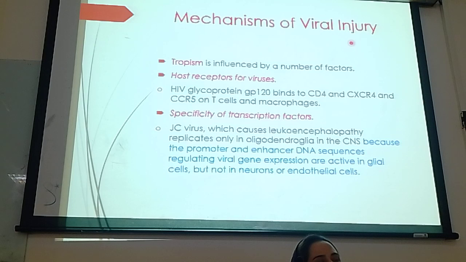Another reason is that there are some transcription factors in some special cells that the virus needs. For example, JC virus, which replicates in oligodendroglia. The cause is that there are promoter and enhancer DNA sequences necessary for gene expression in the virus. So one reason is the presence of special transcription factors.